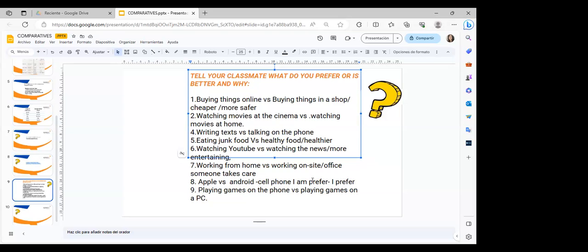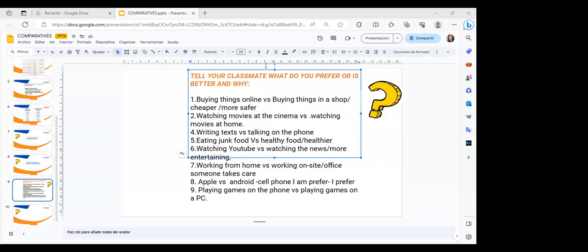Okay, I got you. Only in this one, Dania, you told me I am prefer. Okay, remember to delete the verb to be. And only I prefer, yo prefiero, I prefer, okay? Not I am. Okay, perfect. Now let's see another opinion with that one.